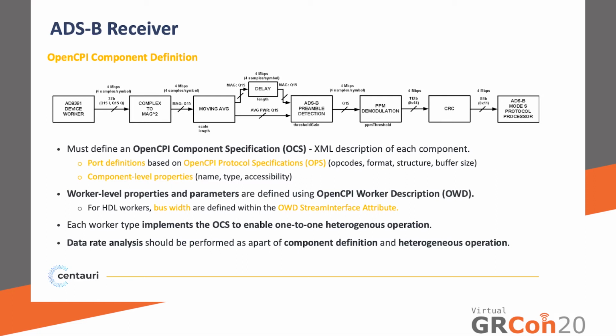As you can see in the diagram above, we highlighted the samples per symbol throughout our algorithm. We defined the component level specification. Each of these may have additional worker description definitions associated with them. In addition, we are looking at Q15 data notation throughout our algorithm for the ADS-B.